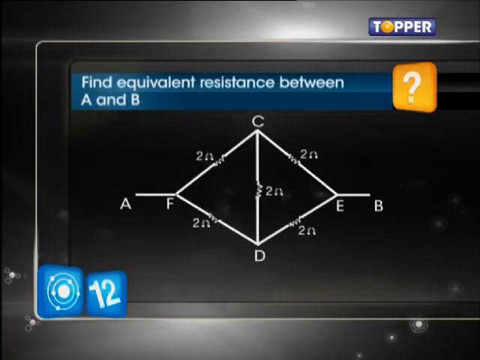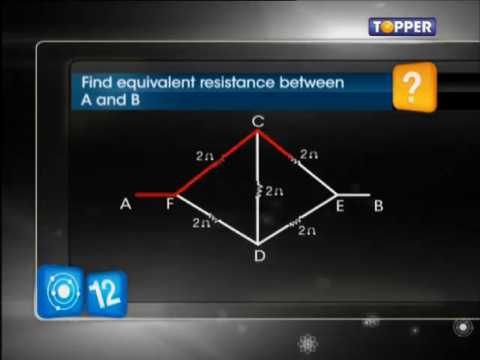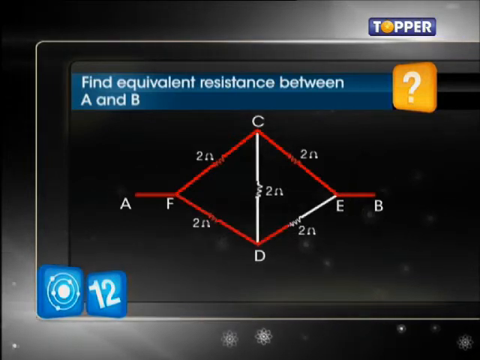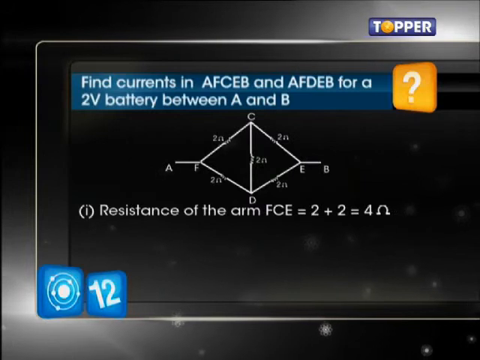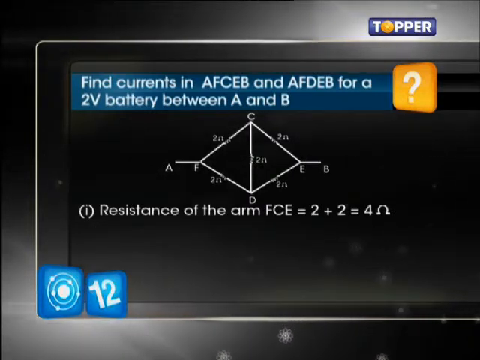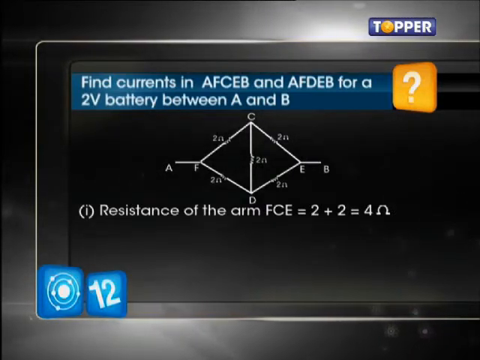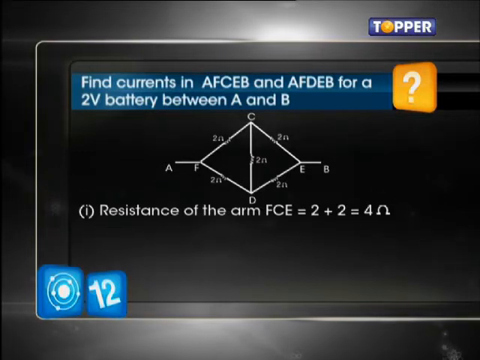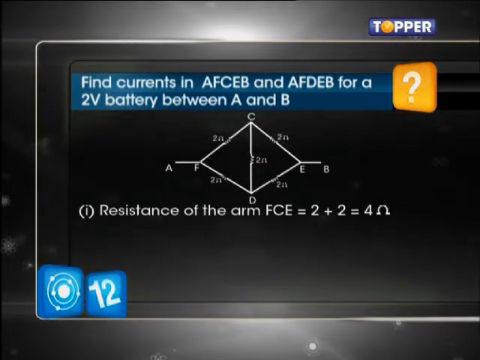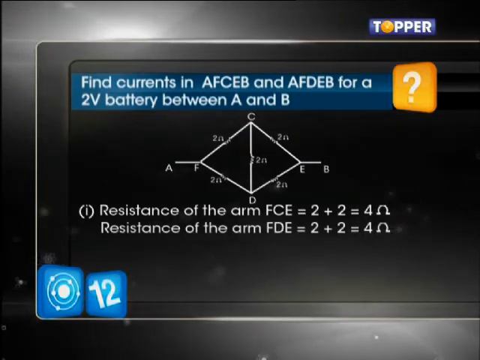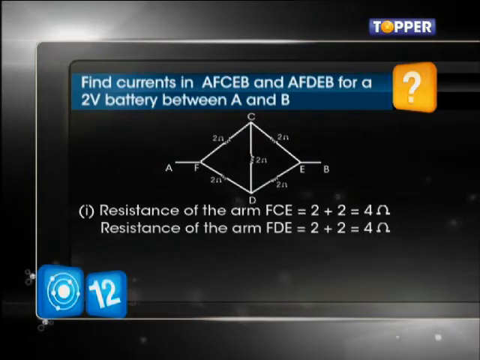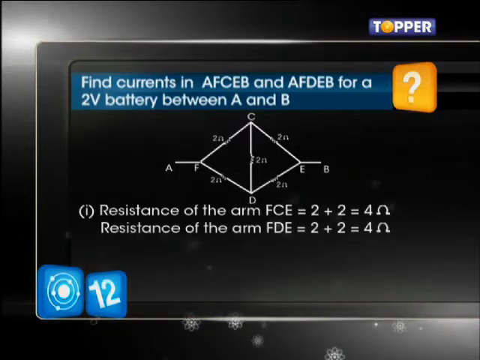Take a look at the solution. Since the Wheatstone bridge is balanced, current through the central 2 ohm resistance is 0. So, resistance of the arm FCE is equal to 2 plus 2 equal to 4 ohm. Similarly, resistance of the arm FDE is equal to 2 plus 2 equal to 4 ohm.